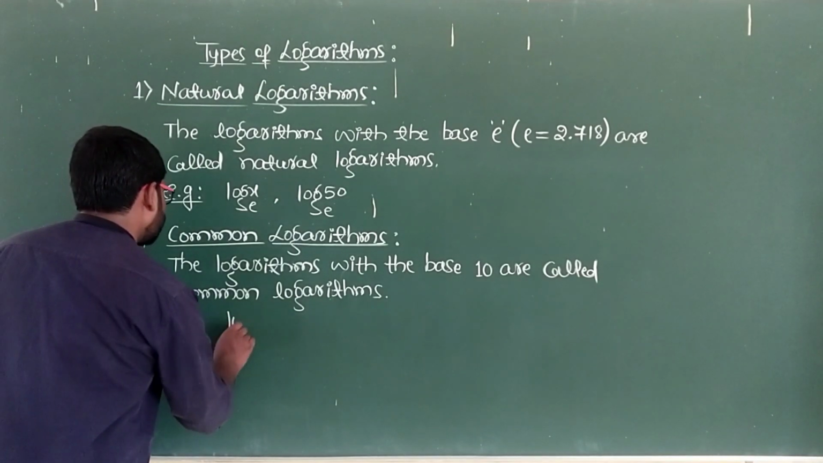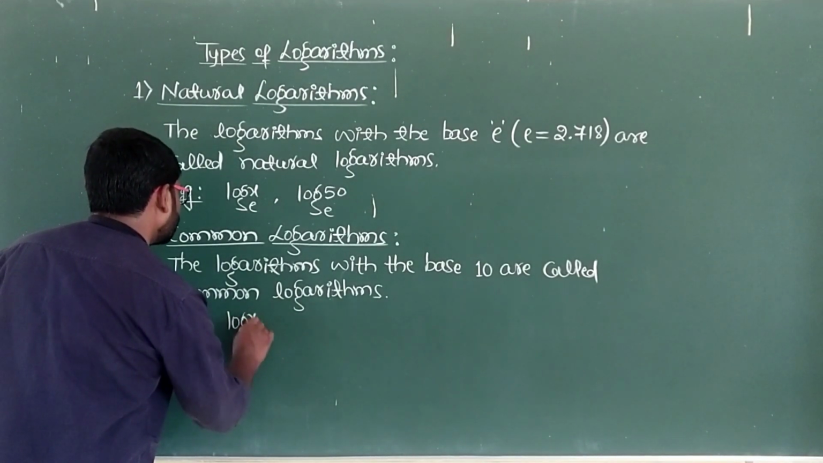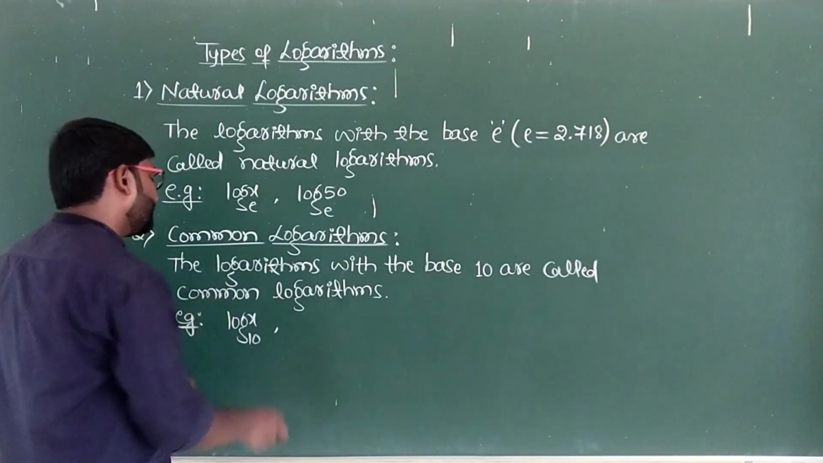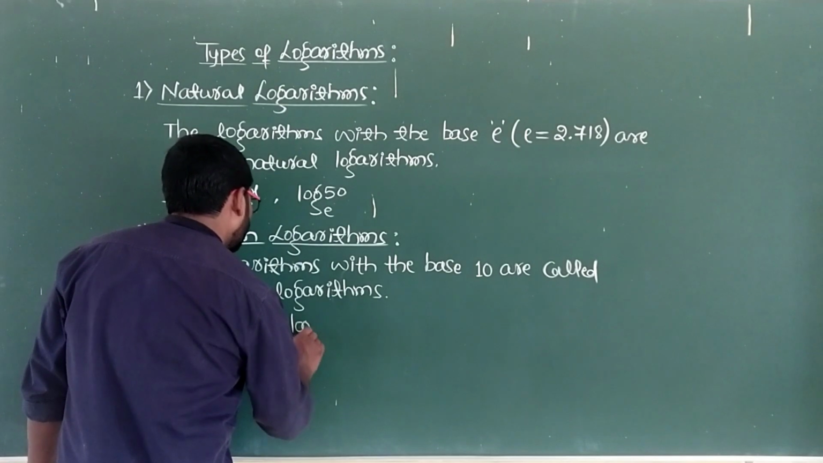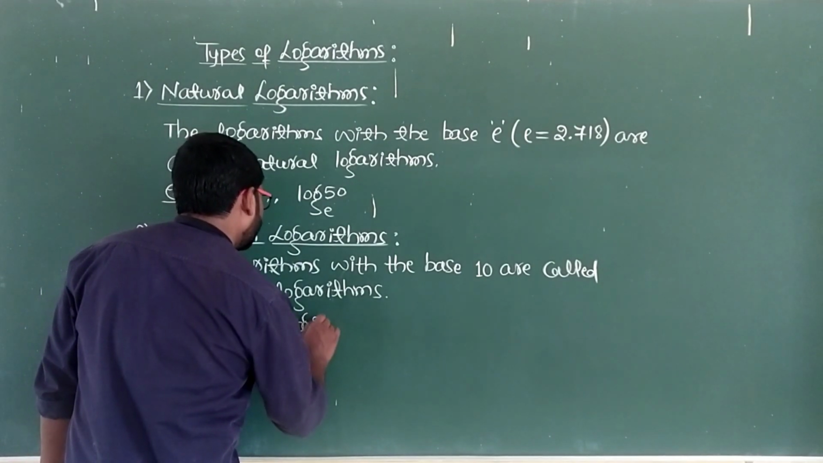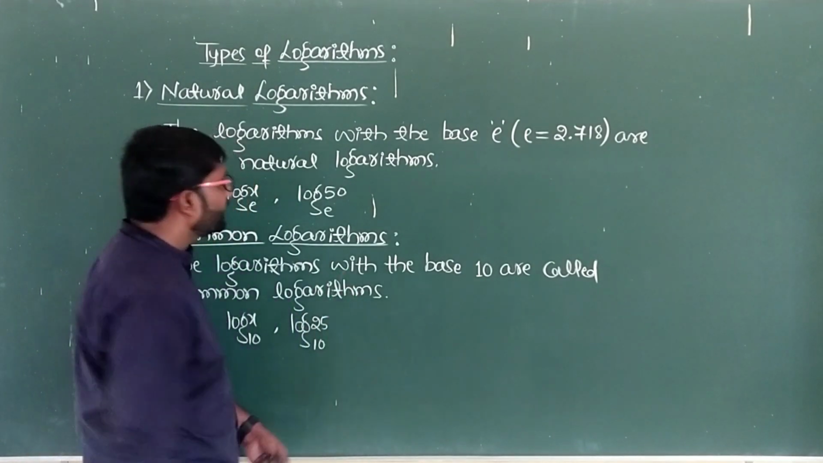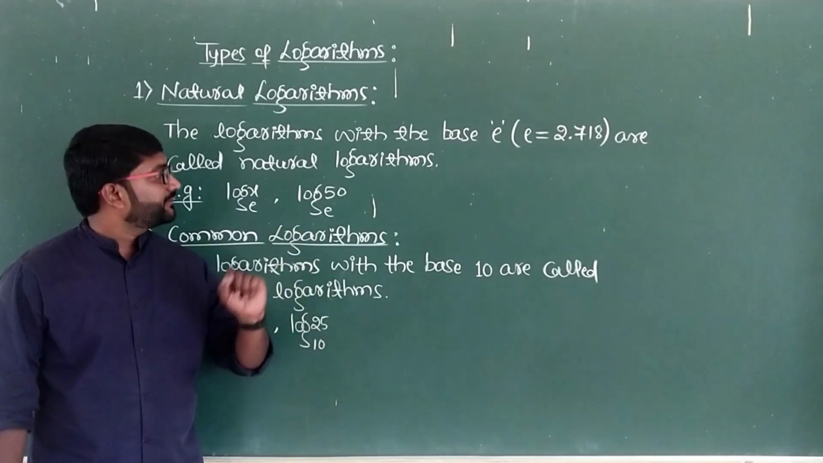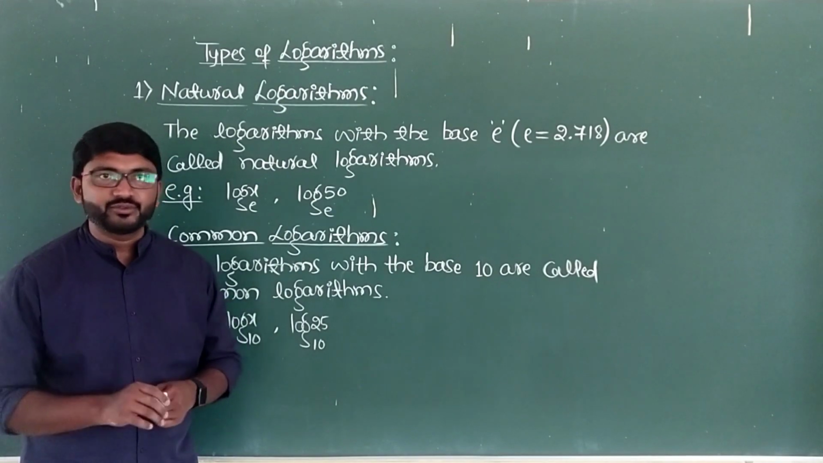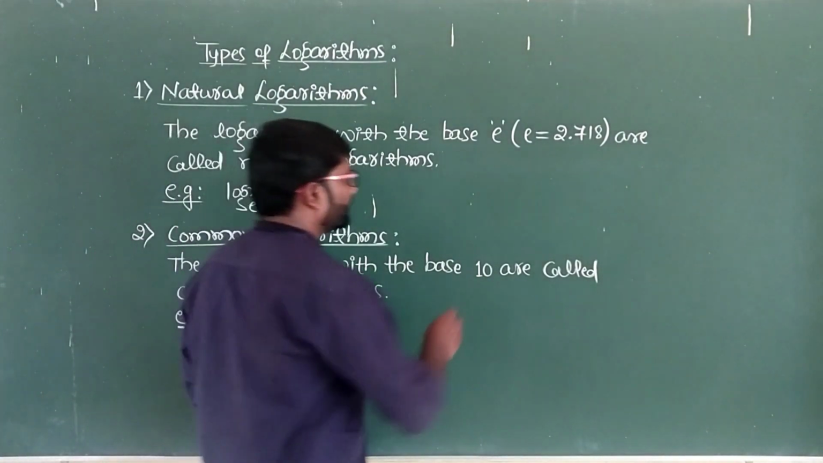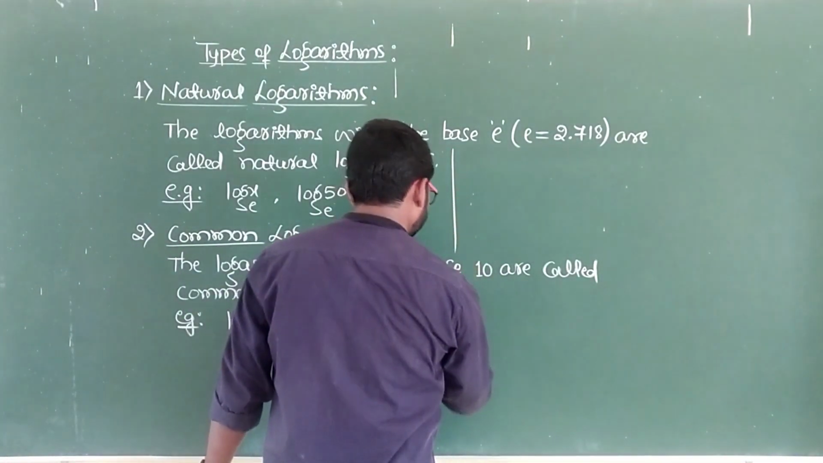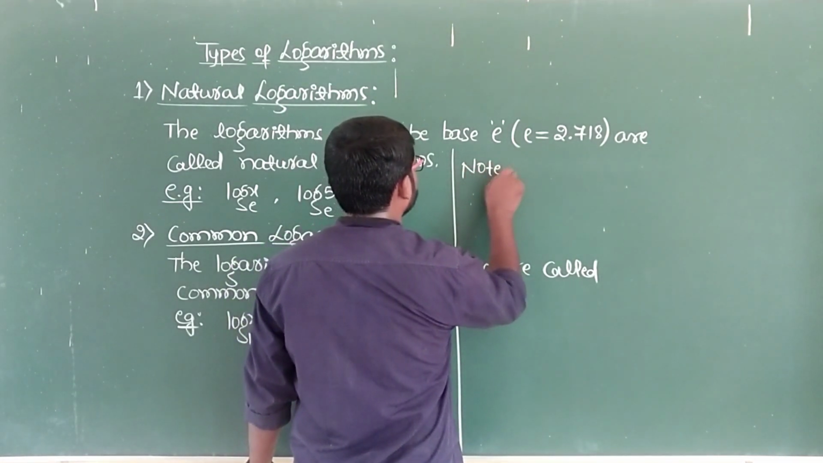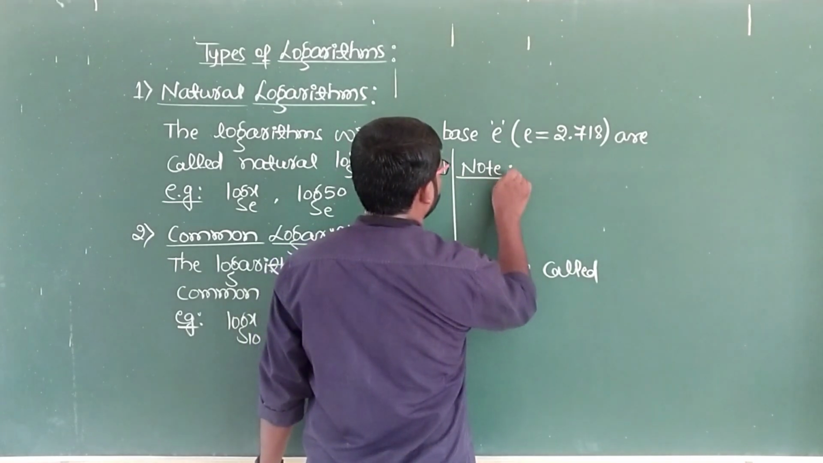So it is log x to the base 10, and another example can be log 25 to the base 10. Regarding the types of logarithms, we have two important notes. Let us give those important notes here; we will write them as a note.